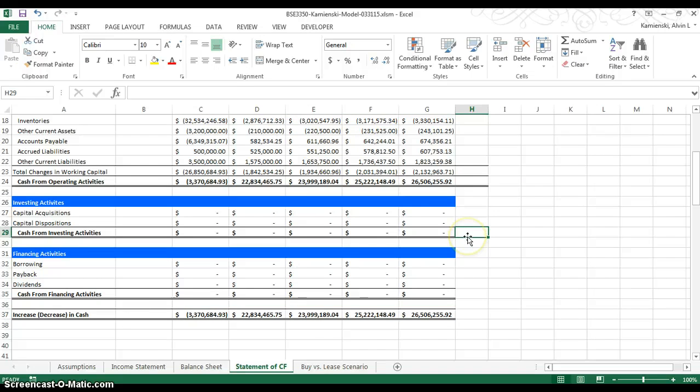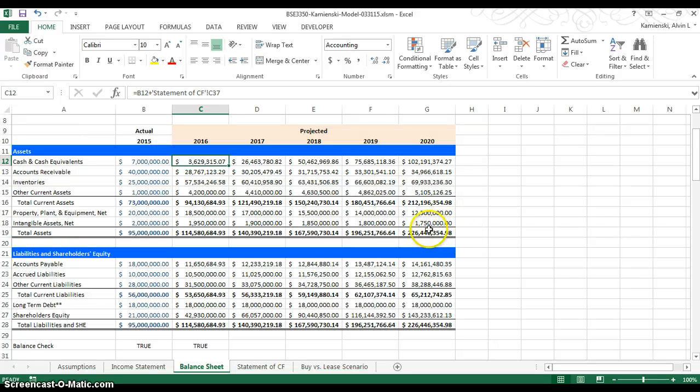Save it, and let's go ahead and take a peek at our balance sheet now. And indeed, every single one of our years now balances. So we now have a fully functional financial model.